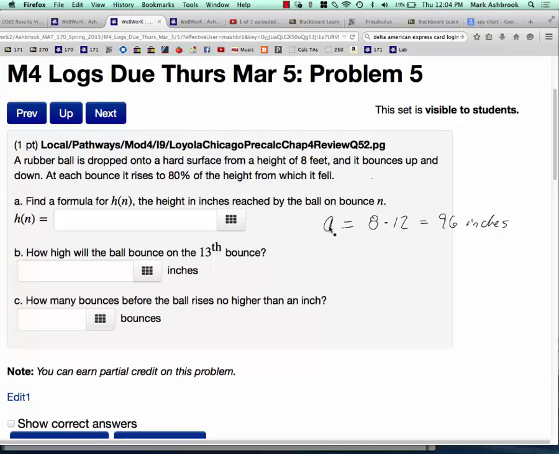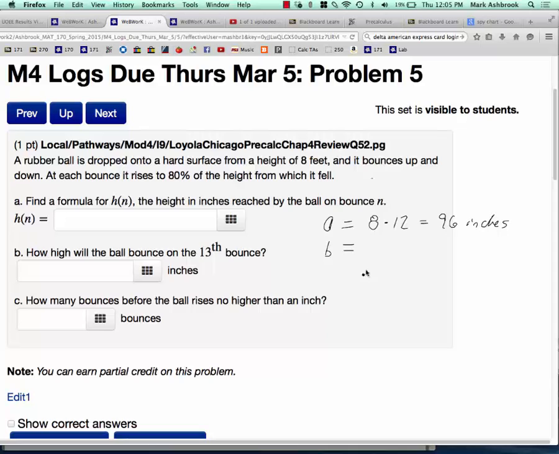Okay, and then what's going to be my growth or decay factor? Is this growth or decay? It says each bounce rises to 80% of the height from which it fell. Growth or decay? So is this 96 going to increase or decrease with each bounce? Decrease, that's decay. So the question is, what is my decay factor? 0.8 or 0.2?